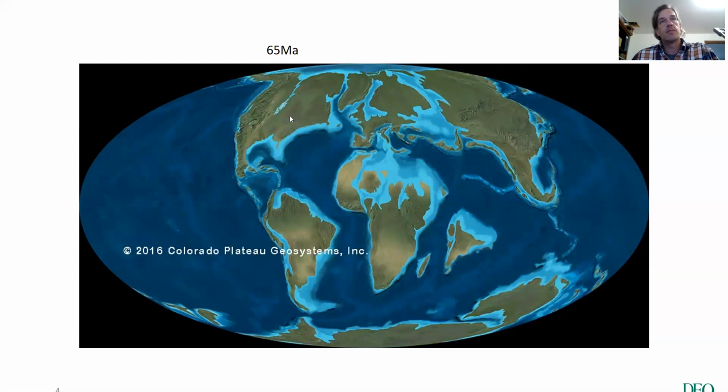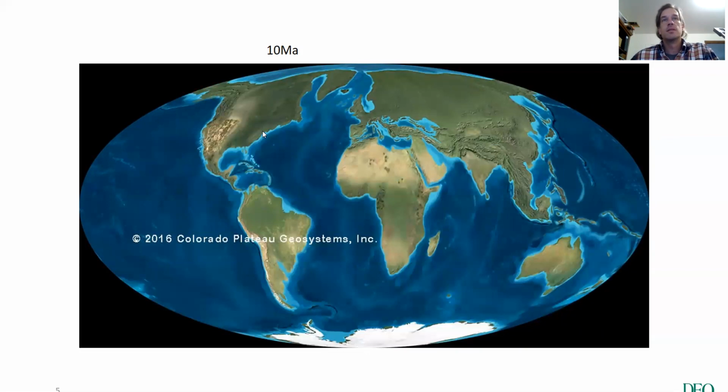And here we are 65 million years ago, we start to see ancestral North America, South America, Africa, progress on to 10 million years ago. And things are starting to look much like the way they do now with respect to the shapes of the continents. And during this whole period, along the margins, one of the many things that has happened is that sediments have accumulated.